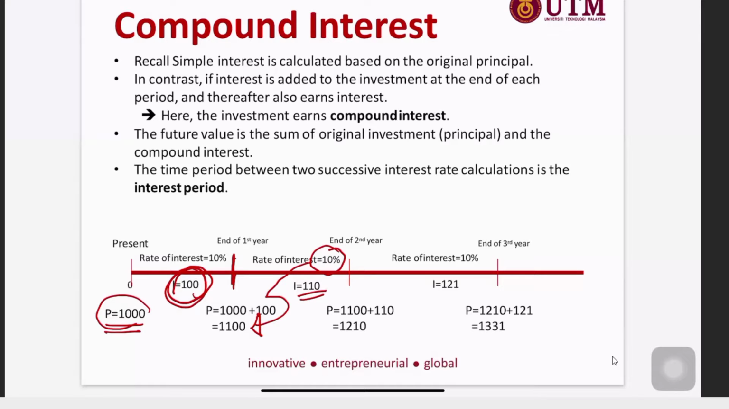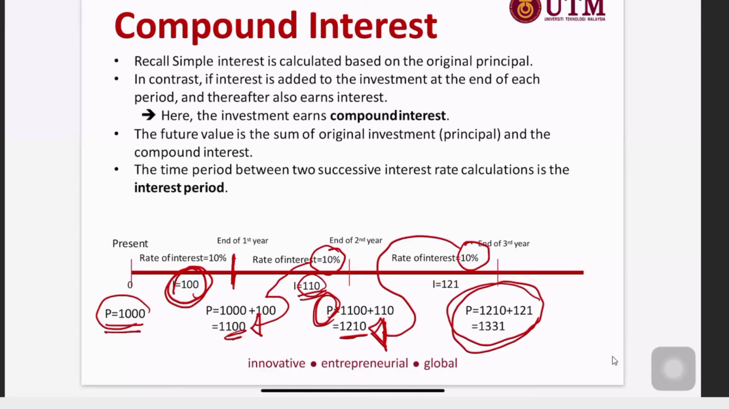And then you will get a new reinvestment amount, which is 1,100 plus this 110, and then you will get 1,210, right? And then for the next third year, this rate of interest will be charged on this new principal, which is 1,210, and then your new reinvestment amount is 1,331. Okay, so you see here.